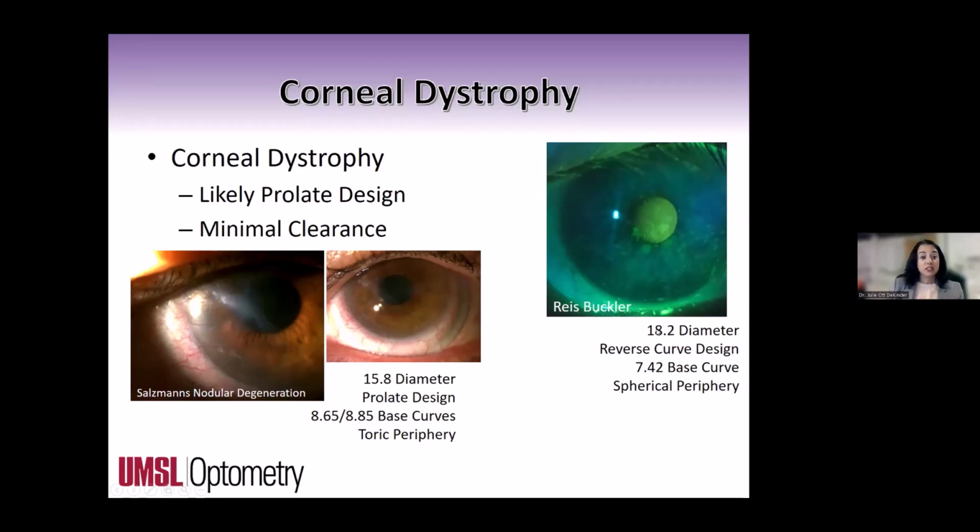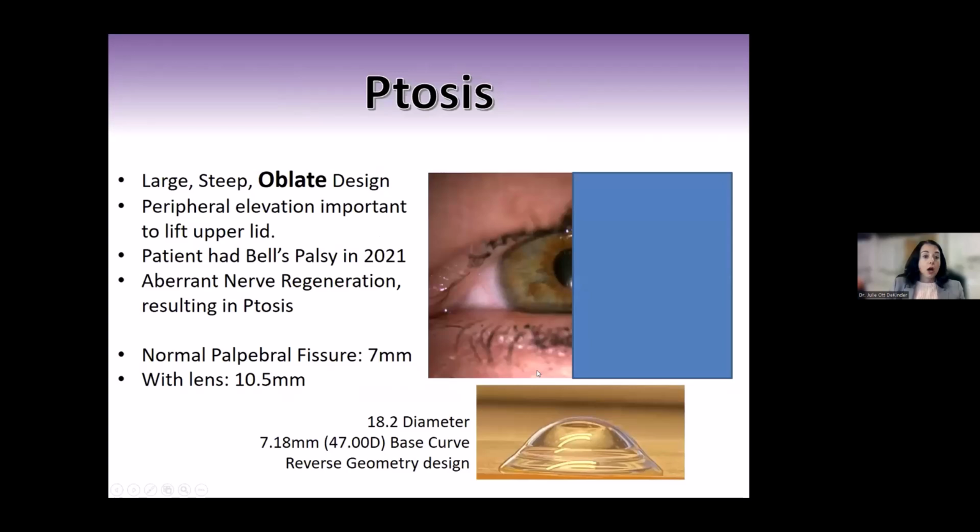This patient was fit in this lens probably 2009, 2010, in the same lens today. Loves it, but it's a large lens. It's an 18.2. If I refit them today, I'd put them in a smaller lens. He's happy. He sees well. It takes care of his issues. He doesn't have RCE anymore, so I'm not going to refit him because of that.